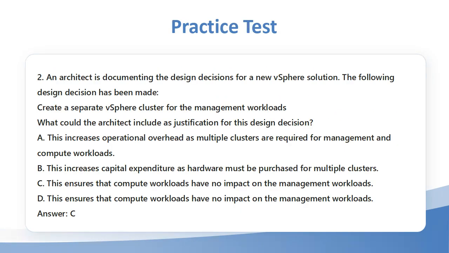2. An architect is documenting the design decisions for a new vSphere solution. The following design decision has been made. Create a separate vSphere cluster for the management workloads. What could the architect include as justification for this design decision? A. This increases operational overhead as multiple clusters are required for management and compute workloads. B. This increases capital expenditure as hardware must be purchased for multiple clusters. C. This ensures that compute workloads have no impact on the management workloads. D. This ensures that compute workloads have no impact on the management workloads. Answer: C.